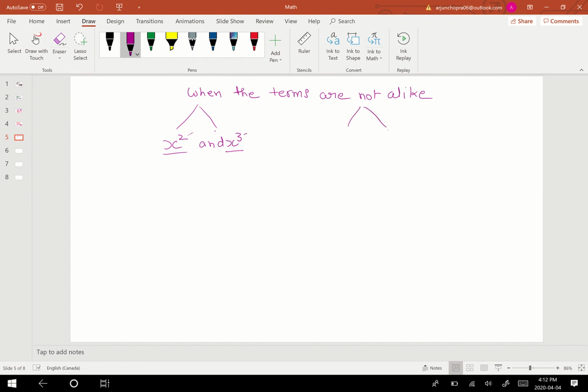Another condition can be a term of x square and y square. Although the exponents are the same, the bases are not the same. Another option can be x square and y cube. Neither the exponents are the same nor the bases are the same. So how do we multiply these kinds of terms? Let's look into the detail.